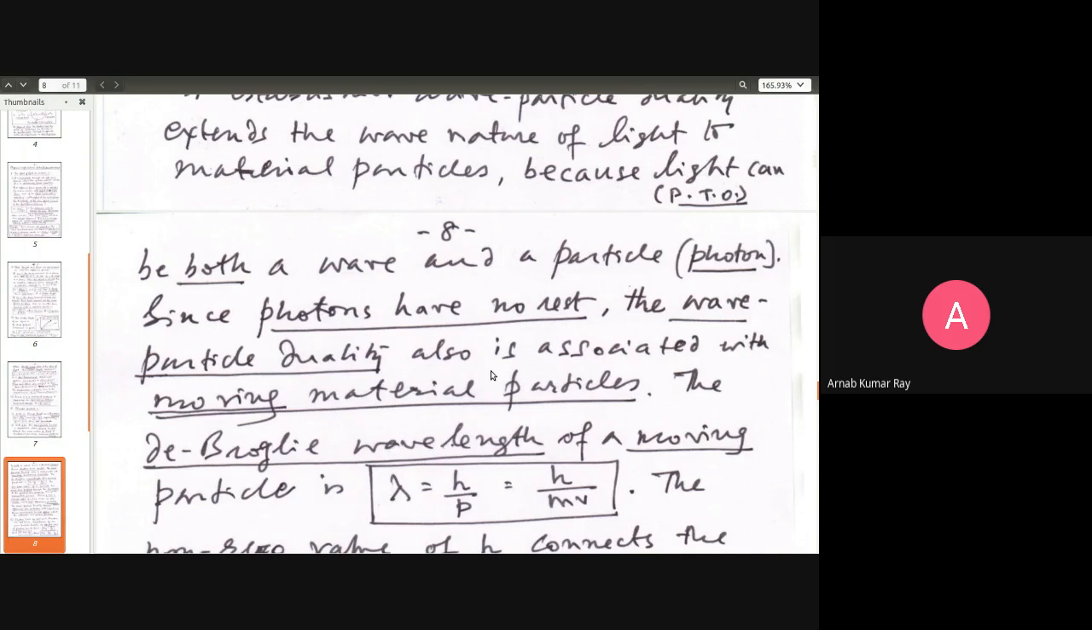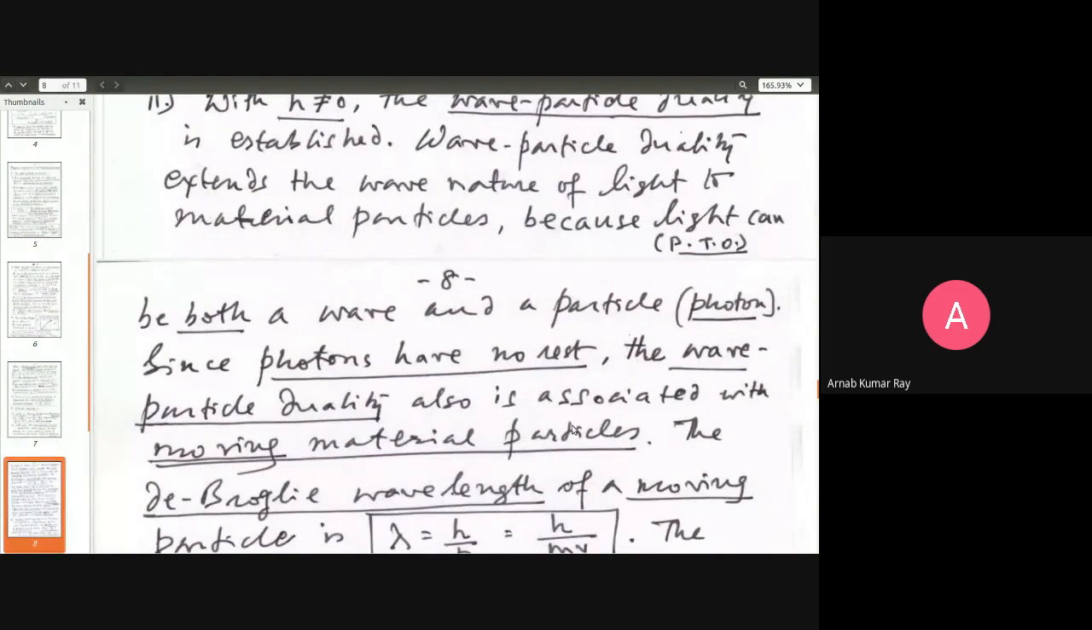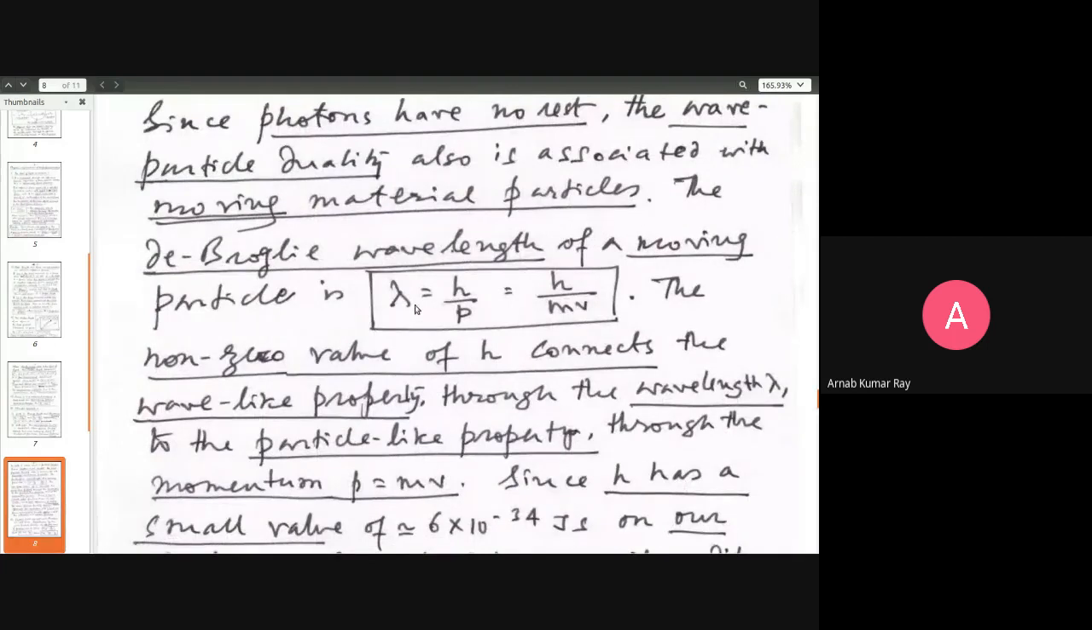So when you have a material particle that is moving, then they should also have a wave-like property going by the reverse way. What was a wave earlier, light that is, becomes a particle. What were particles earlier can therefore, by the reverse argument, become like waves. If they are like waves, then they should have a wavelength, and this is the wavelength of material particles. The formula of that was provided by Louis de Broglie. Louis de Broglie wavelength of a material particle, lambda is equal to h by p, where p, small p, is the momentum, h divided by mv.